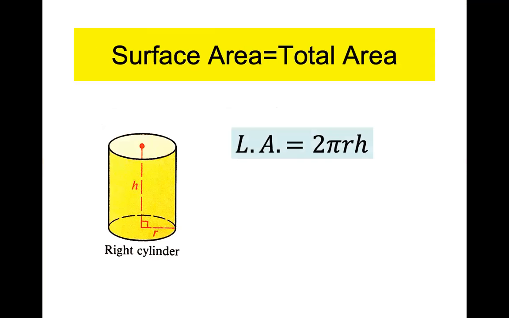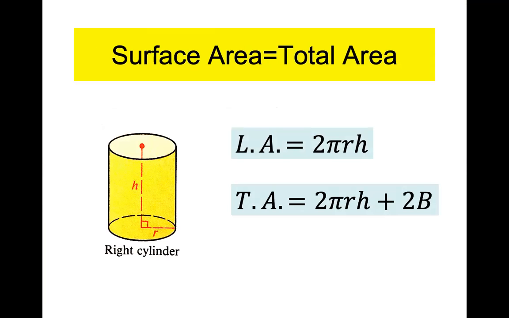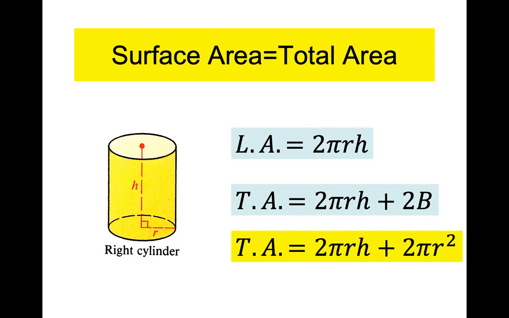Make sure this winds up in your book of truth as well. If the lateral area is 2 pi r h, then the total area, remember, because there'd be two circles, would be 2 pi r h plus two bases. And since the base is a circle, that's what you need to write down for your total area. So total area, which is the surface area, is 2 pi r h plus two bases, and the base is a circle. Area of a circle is pi r squared, so plus 2 pi r squared. 2 pi r h plus 2 pi r squared.